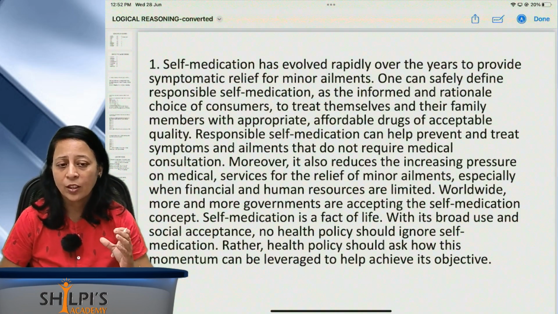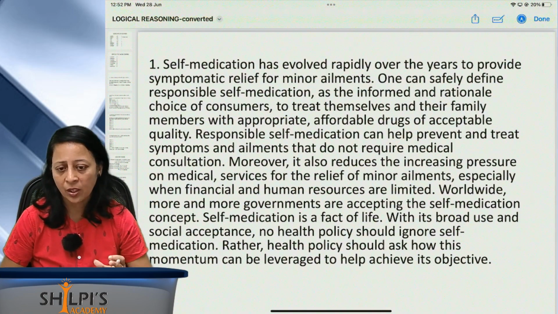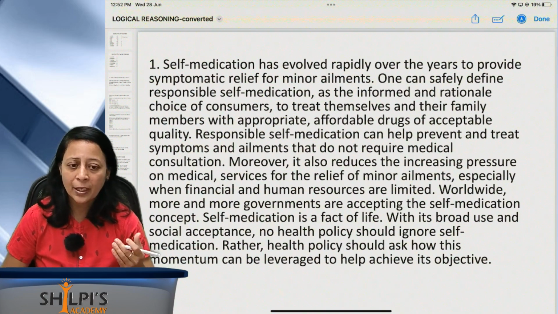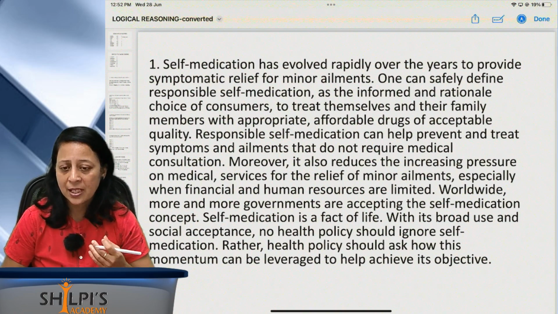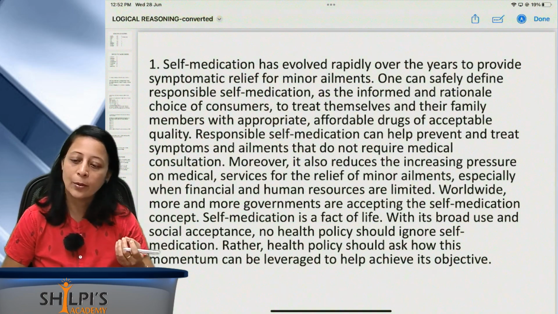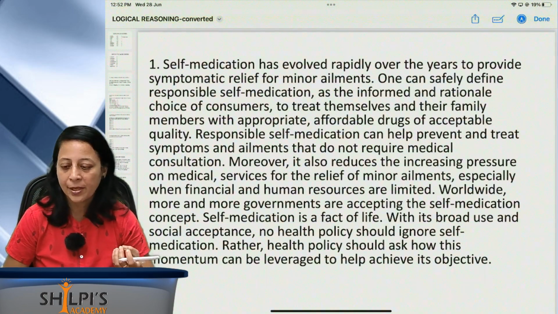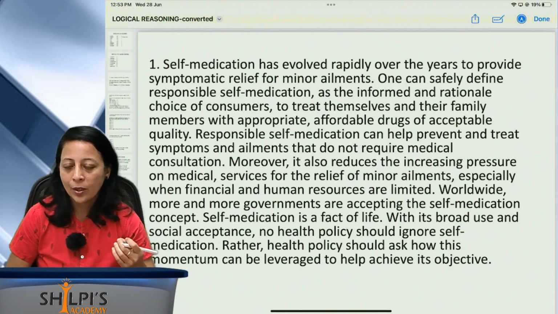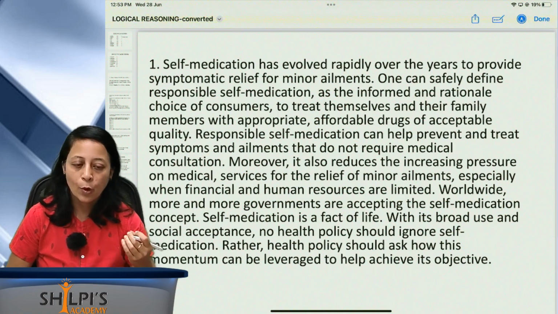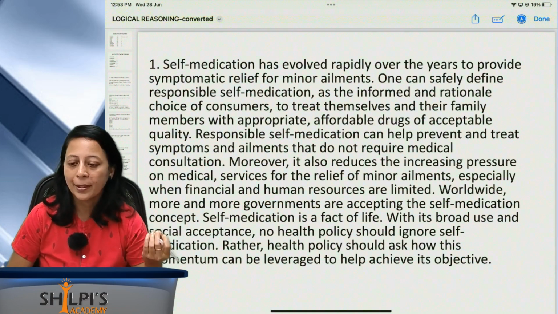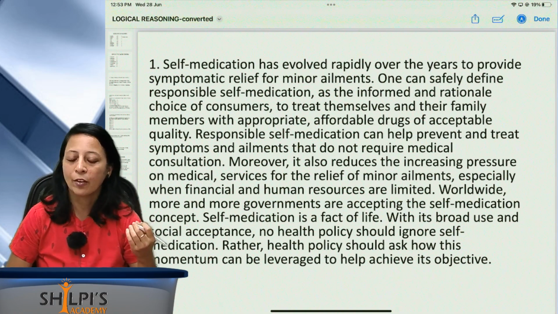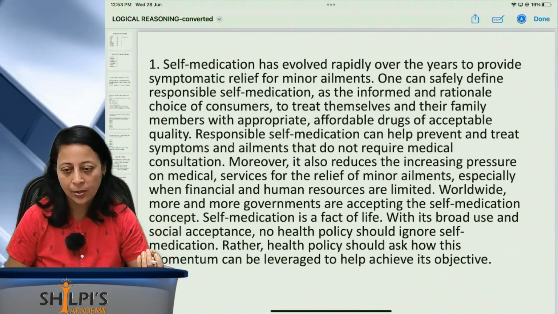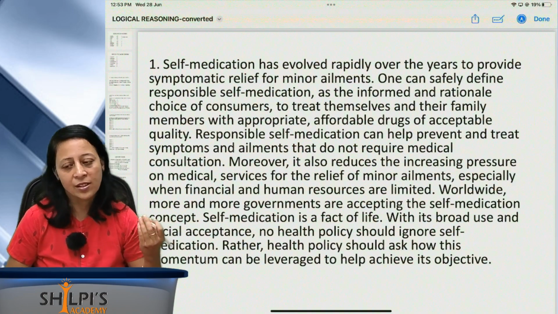Okay. So here they are talking something about self-medication. Okay. The self-medication has evolved rapidly over the years to provide symptomatic relief for minor ailments. Of course, we all know that for minor ailments, self-medication is the best. We never consult a doctor for a small fever or a small throat pain or something like that. Only when it goes vigorously, or if the fever holds with you for like 4 or 5 days, we go and meet the doctor, or if the fever is really very high after 2 days and if it is not getting reduced, or else mostly what we do is self-medication.